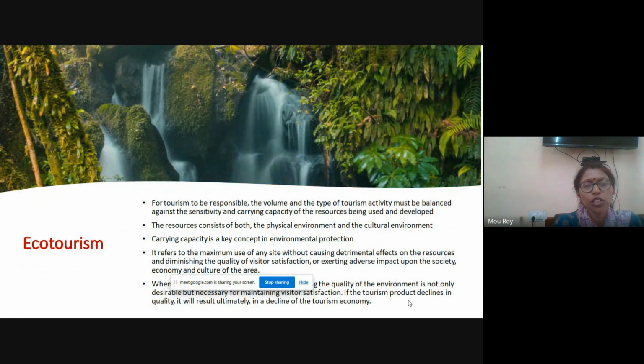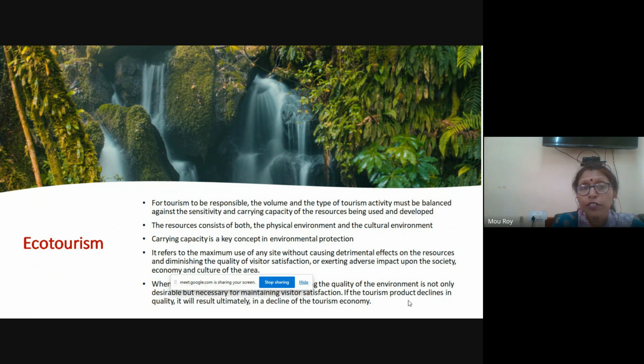Now coming to ecotourism. Yesterday also I gave a few points on what ecotourism is all about. Ecotourism is also known as responsible tourism, because the volume and type of tourism activity must be balanced against the sensitivity and carrying capacity of the resources that are being used as well as developed. These resources consist of both the physical environment and the cultural environment.